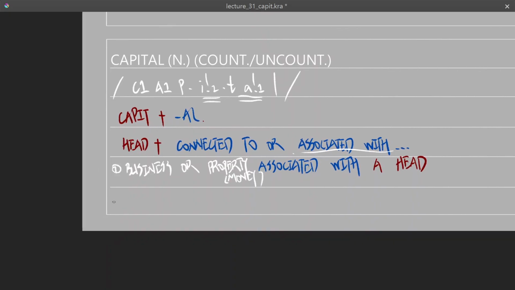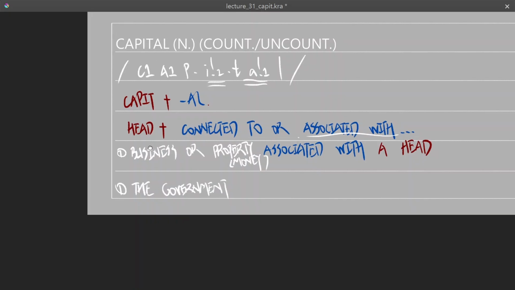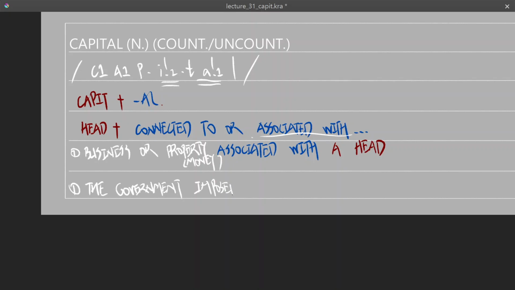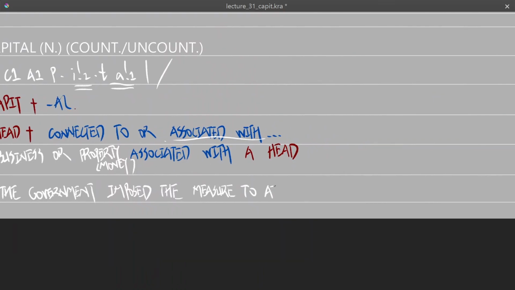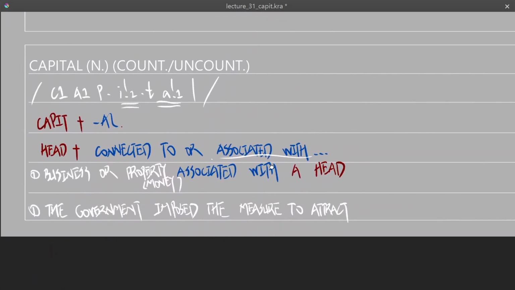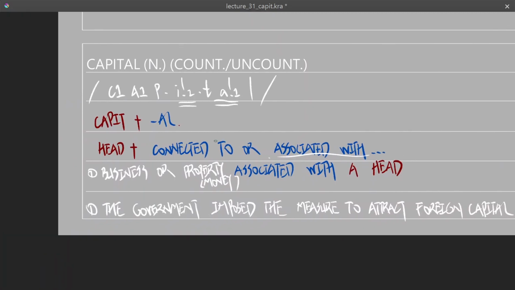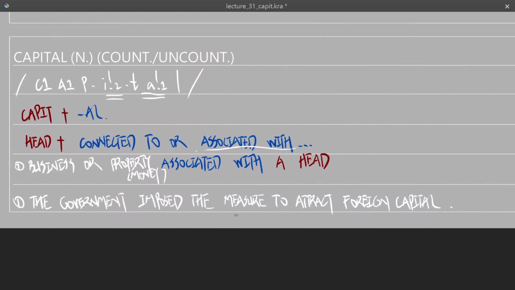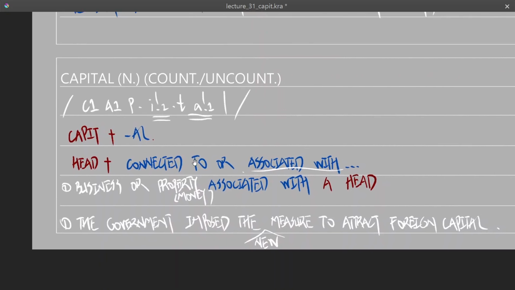So for example, we could say, let's say, the government imposed the new measure to do what? To attract foreign capital. Alright, the government imposed the new measure to attract foreign capital.